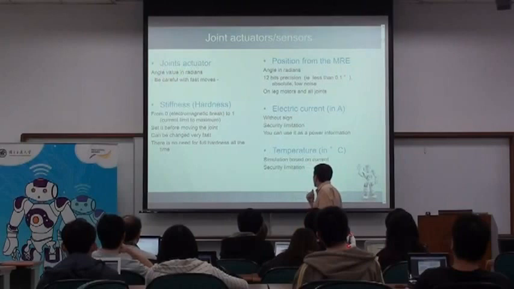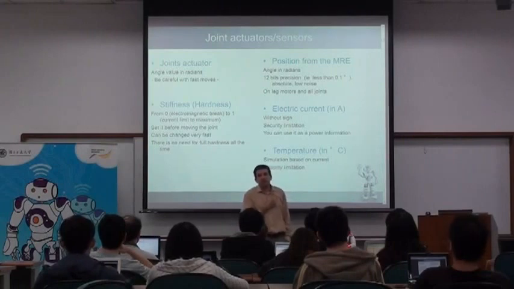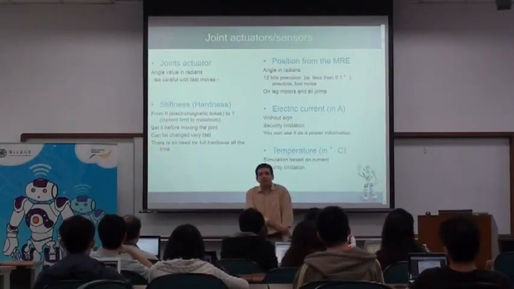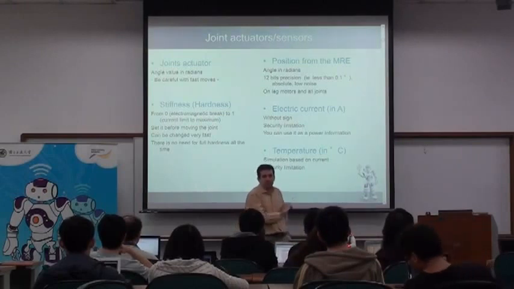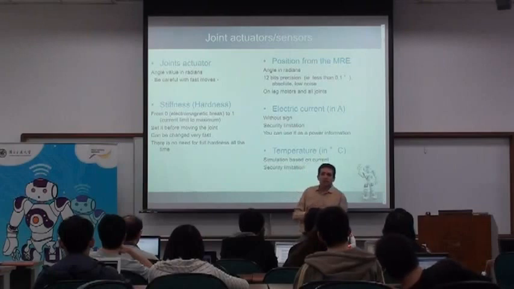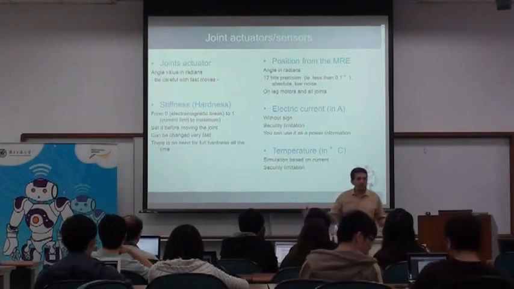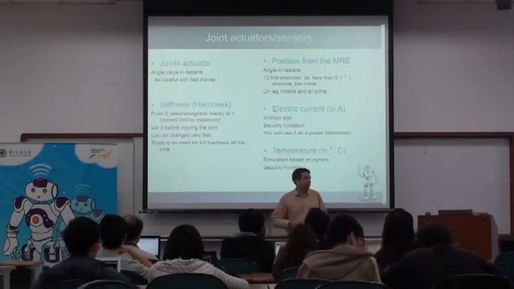And you can also get the temperature in degrees Celsius. But the temperature is a simulated temperature. That means there is no real temperature sensor on the robot. It's just an algorithm that computes what is the temperature of the motor based on how much current is sent over the time, and the physical model of the motor.